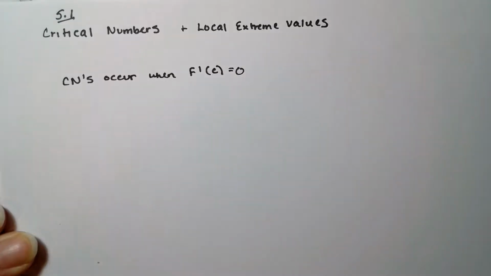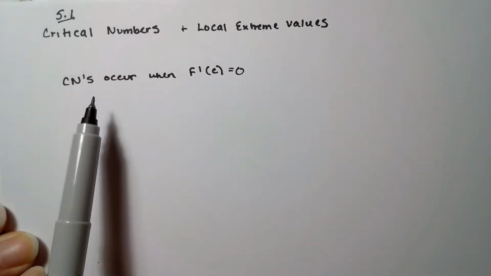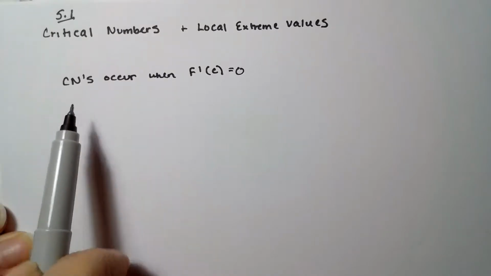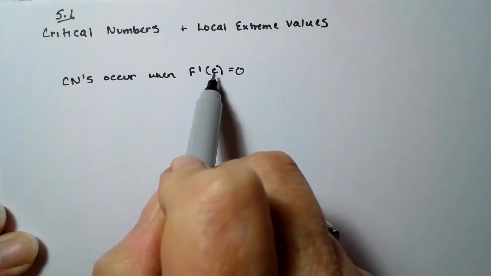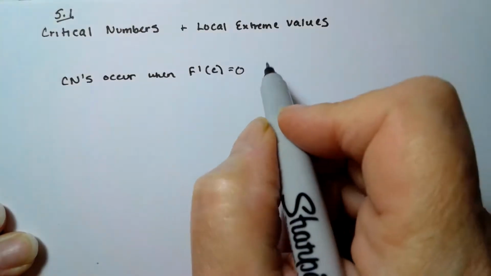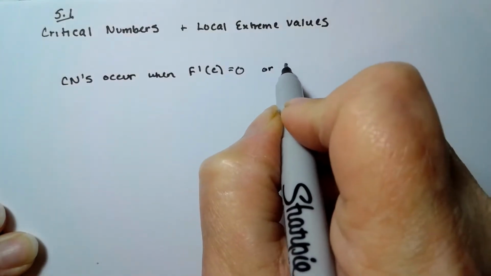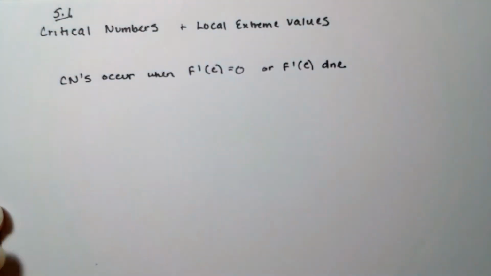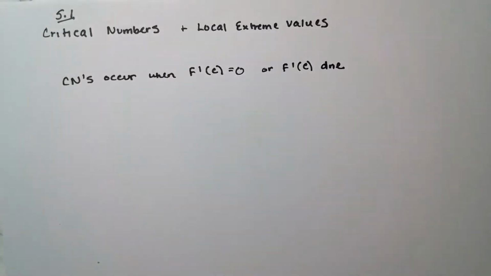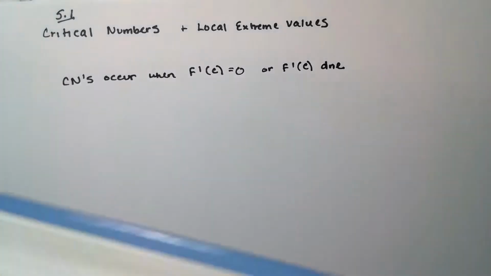Okay, so the first thing we need to be clear about is critical numbers, so I'm abbreviating it CN. Critical numbers occur when the derivative of a function at some point equals 0, or when the derivative at that point does not exist. And I've got the book here because I did show this in class, in case you missed it or you weren't there.